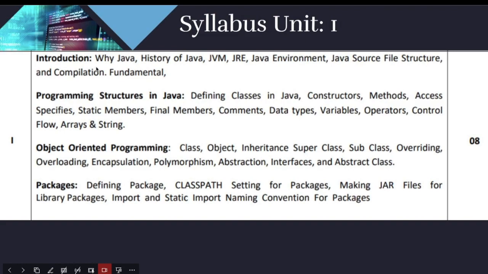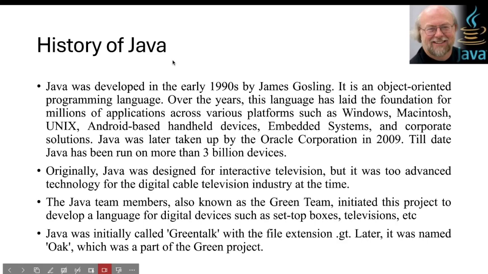Alright, so let's get started with introduction and discuss the history of Java first. Java was developed in the early 1990s by James Gosling. As you know, it's a very popular pure object oriented programming language. Over the years, the language has laid the foundation for millions of applications across various platforms such as Windows, Mac, Unix, Android based handheld devices, embedded systems, and different corporate solutions, and many more. Currently, more than 3 billion devices are using Java.